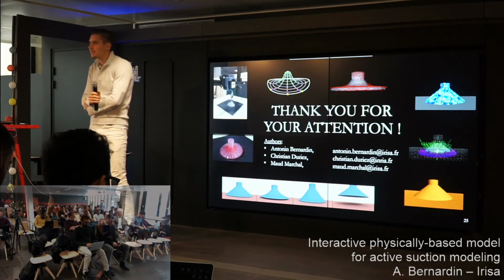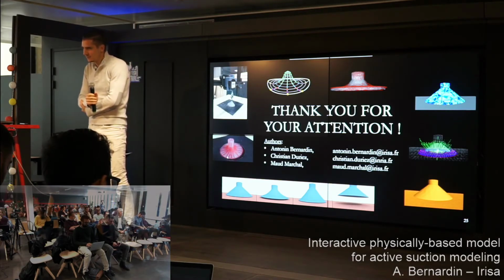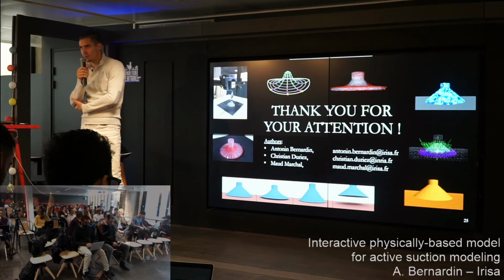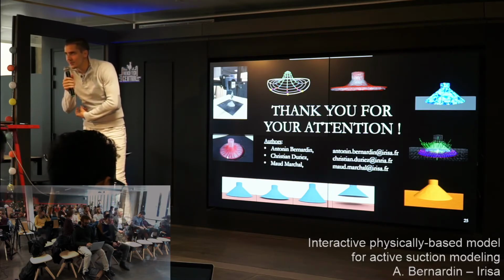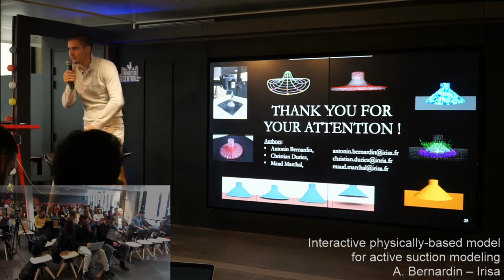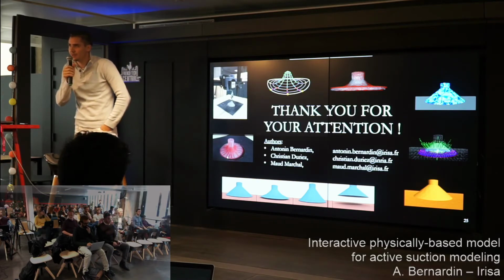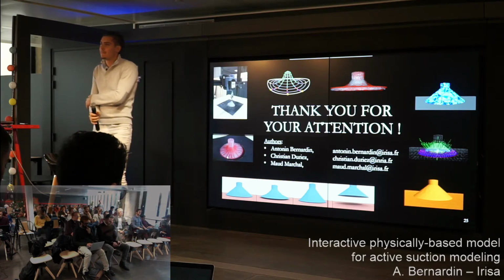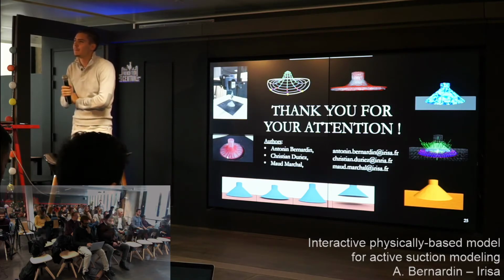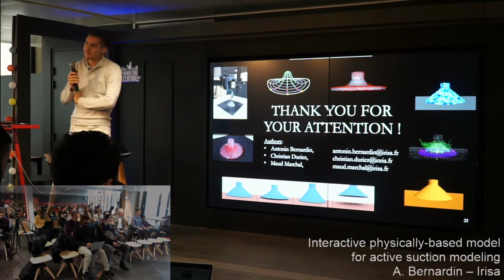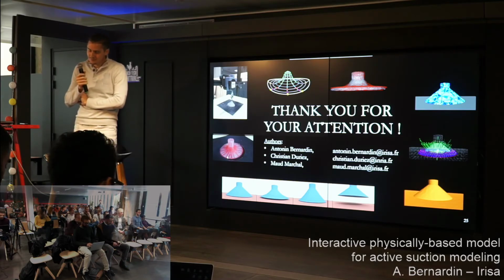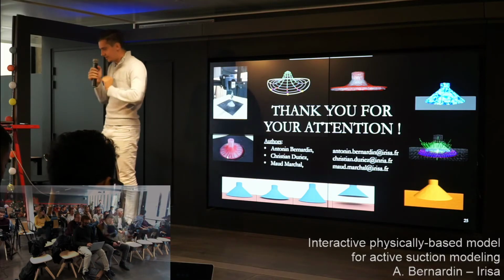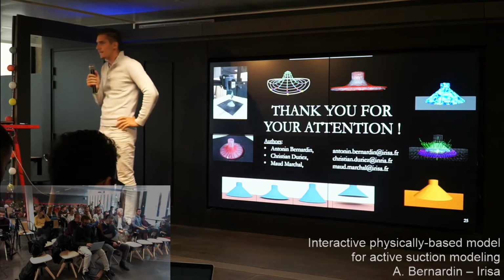I have a question about the interaction between the cup and the surface that it is attaching to. What is the hypothesis that you take here in your model? Because I think that if you go into the detail of the roughness of the surface, it is going to change things.